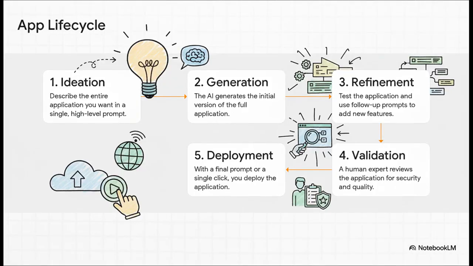But then, you can zoom way out and look at the whole application lifecycle. This is where it gets really mind-blowing. You can literally start with a big idea and describe the entire app in one go. The AI then generates the whole shebang, the front end, the back end, all of it. And from that starting point, you just keep talking to it, using follow-up prompts to add new features or make tweaks. Now, of course, a human expert still has to come in and do the really important quality and security checks. But after that, a final prompt or even a single click, and boom, your app is deployed.